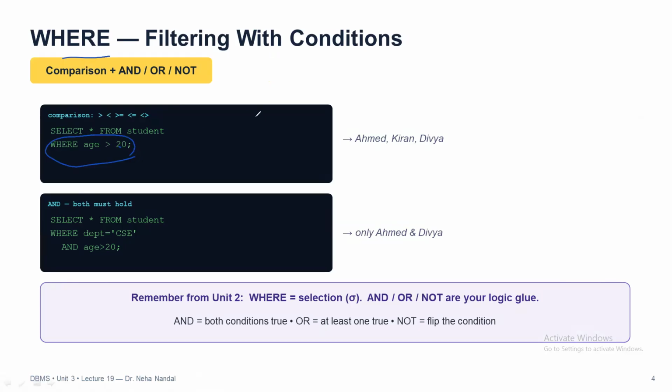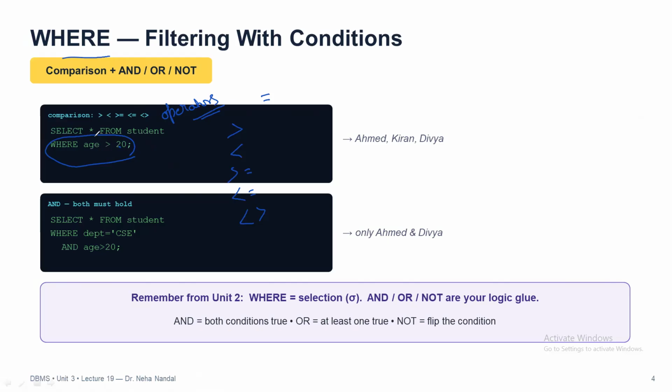Okay, so you have seen equal to. But there is a whole family of comparison: greater than, less than, greater than equal to, less than equal to, not equal to. In this way, we can utilize any of the comparison operators. These are called comparison operators. Please remember it.